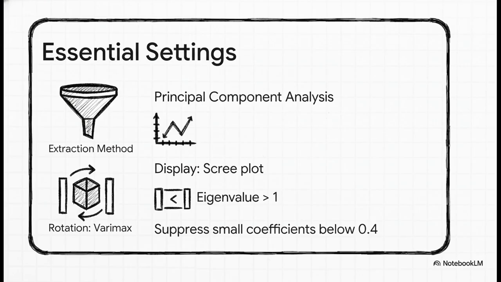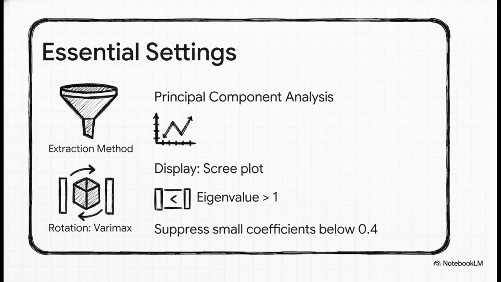All right, now for the settings. These are super important for getting good results. Under extraction, we're going to stick with the default rule. Only keep factors with an eigenvalue greater than 1. An eigenvalue is just a measure of how much info a factor holds, so this rule basically says we only want factors that are at least as useful as one of our original variables.